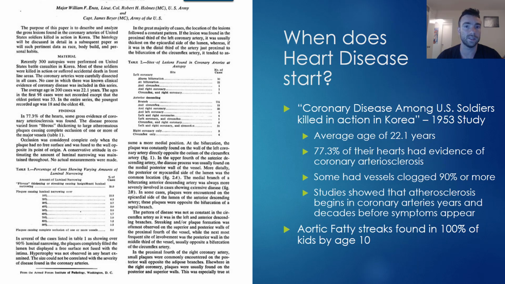Kind of the question is, when does this disease start? There wasn't really too much information on this topic until they did a survey after the Korean War. A bunch of U.S. soldiers that died in the Korean War, they did autopsies on them, and lo and behold, they were looking around, and they were stunned that there was a lot of heart disease in a lot of the soldiers. So the average age of the soldiers was 22.1 years old, and 77.3% of those soldiers had been found to have coronary heart disease.